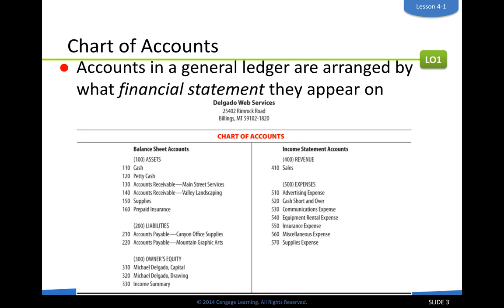The next bullet point on your note guide, what are the balance sheet divisions on the chart of accounts? So you'll see that assets, liability, and owner's equity are included on the balance sheet. The next bullet point, what are the income statement divisions? Those are divided into revenue and expenses.